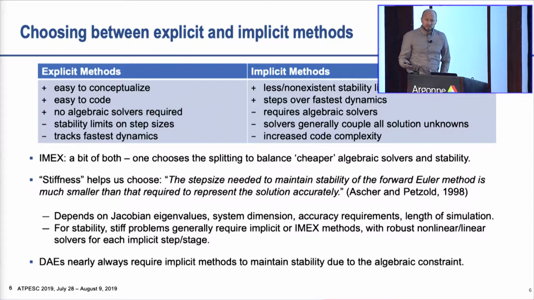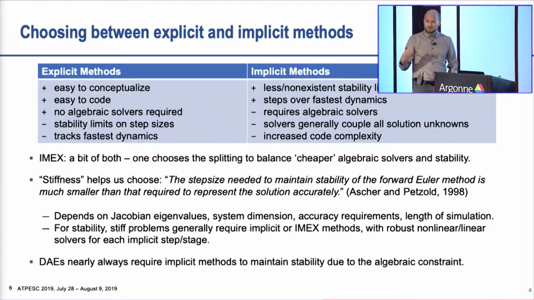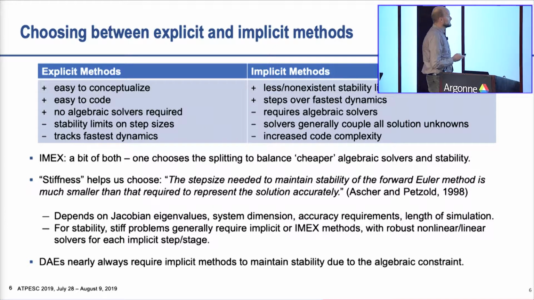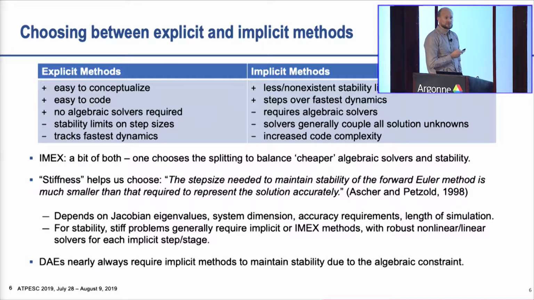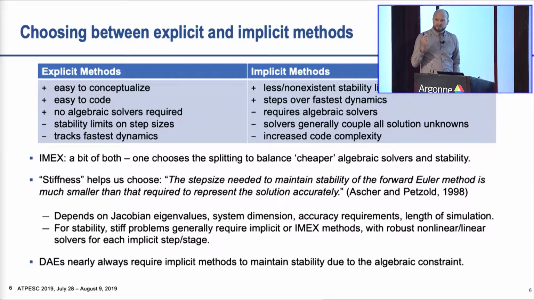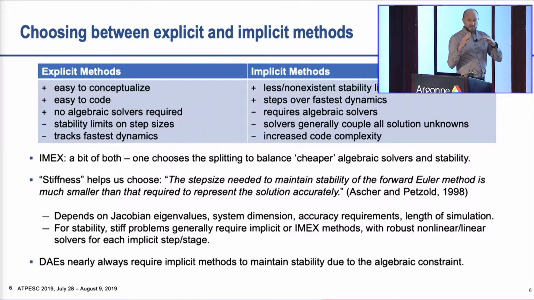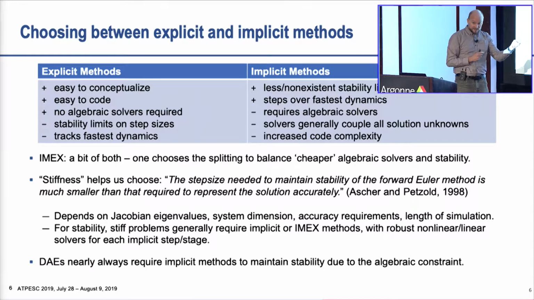How do you choose between an explicit and implicit method? There are some general things to think about. Explicit methods are really easy to conceptualize. They're easy to code. There are no algebraic, nonlinear, or linear solvers necessary, but they're going to have an upper bound on the stable step size you can take. And if, for example, in many multi-physics type applications, there are really fast things and there are slower things.